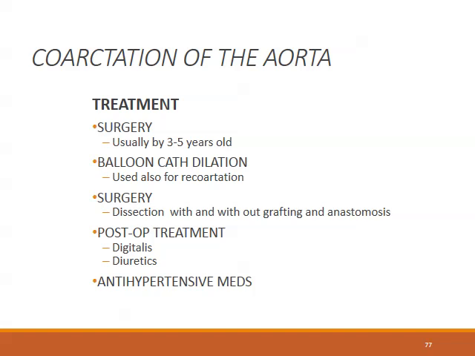Treatment is usually done with surgery between 3 to 5 years of age. The timing of the surgery depends on the infant's hemodynamic stability. They can do a balloon catheter dilation. This is used also for coarctation. Now the cath is passed through the femoral up to the coarctation, and the balloon is inflated to relieve the stricture.